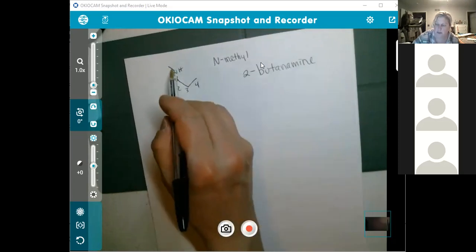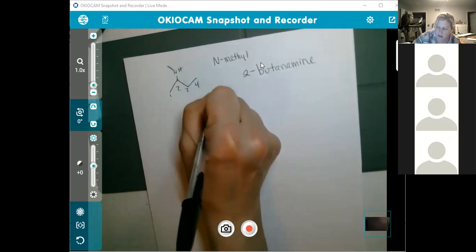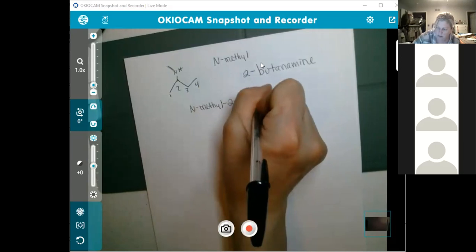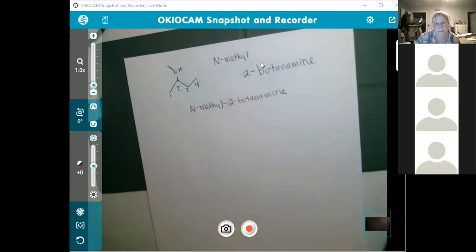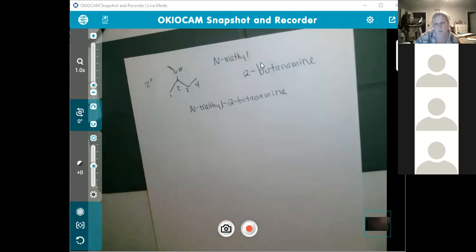So you see the methyl here? And you just want to put it together. So it's an N-methyl-2-butanamine. And this is a secondary, right? Yep. Okay.